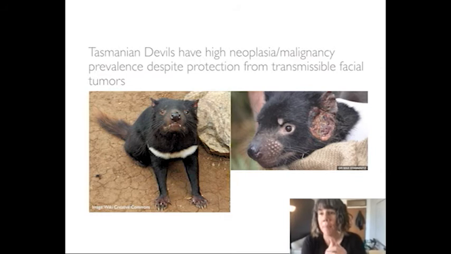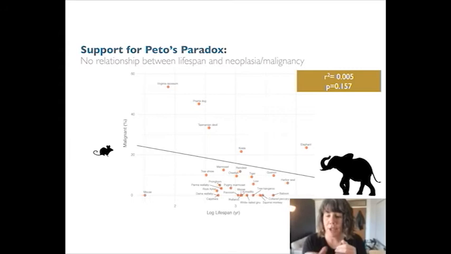Just a reminder, this is zoological data, so they don't have the contagious cancer within this zoo setting. They're free from it, but they're still at this higher vulnerability to cancer. And we can chat about why we might think this is still problematic in the Q&A. If we look at lifespan, again, we see no relationship between lifespan and malignancy in these species.